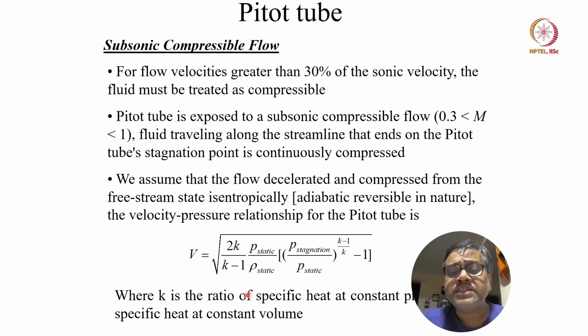This is the velocity expression now, which is a little different from the velocity expression that we had earlier. This is just because the flow is now decelerated and compressed, that means at the stagnation point. And this is valid for subsonic compressible flow. So the pitot tube can in essence find out the velocities in both the cases.